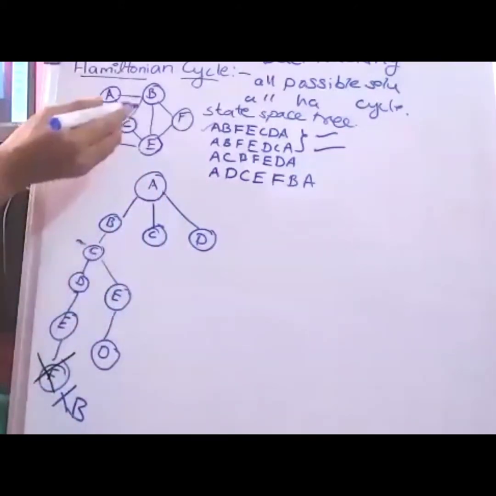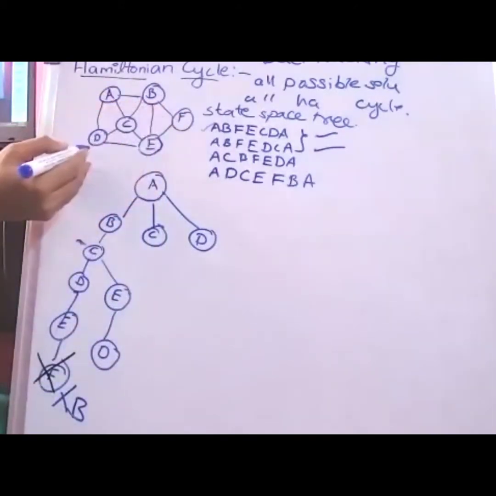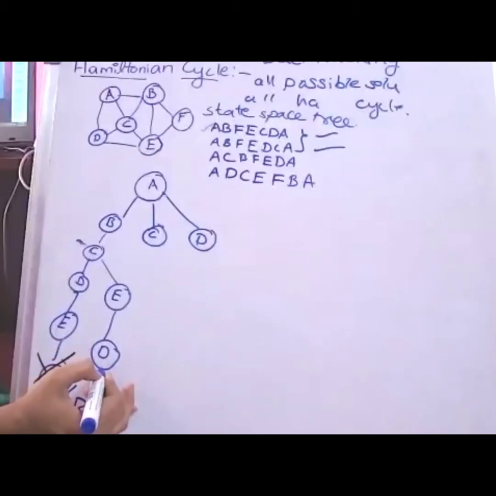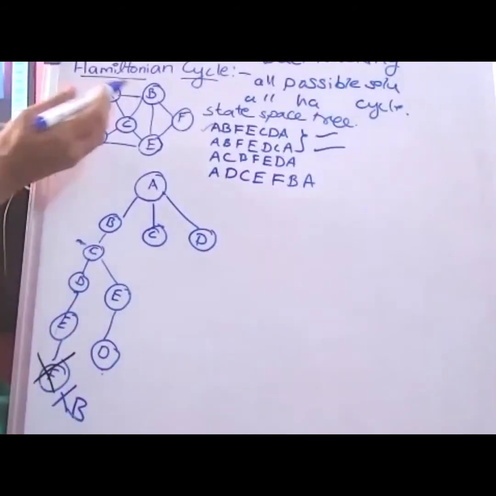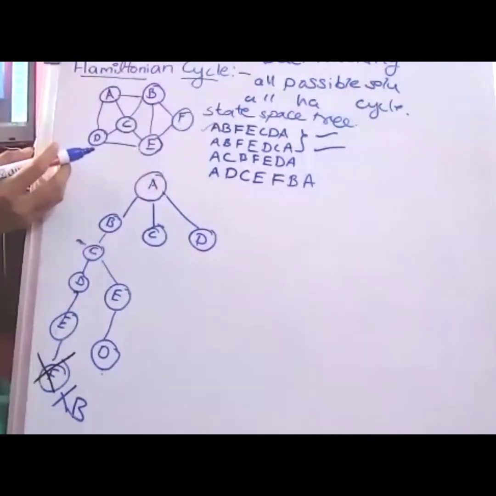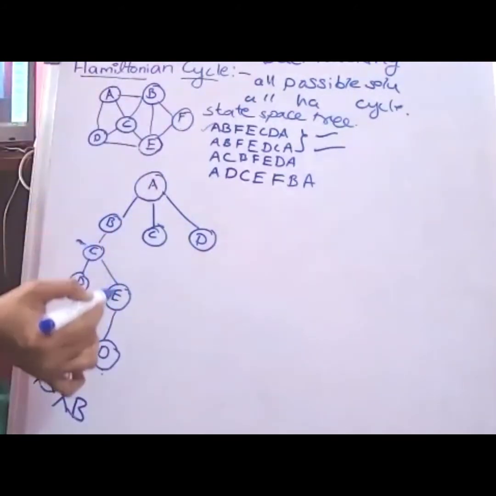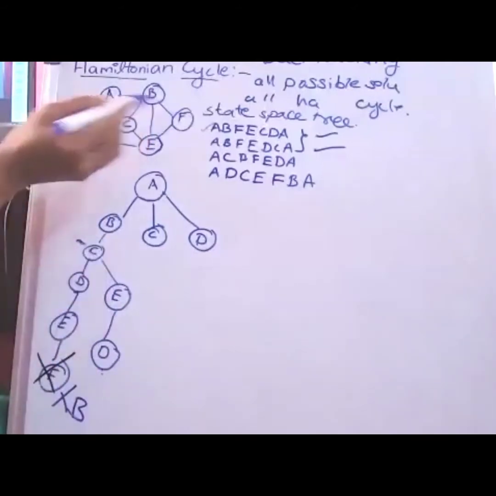A, B, C already covered. So in D and F, I am selecting D first. Again, I need to go for the unvisited. Is there any unvisited vertex in the graph? F is the only unvisited vertex. A, B, C, E and D are covered.